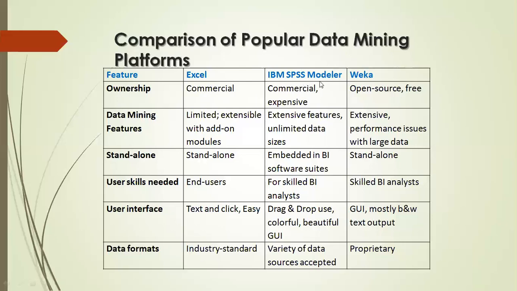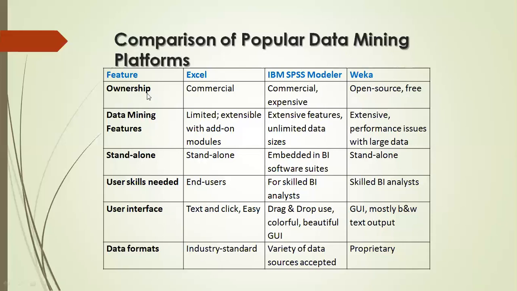IBM SPSS Modeler, which is used in the enterprise data warehouse, is commercial, and it is expensive too. Why is it expensive? Because we are using this model for analyzing and performing on a huge amount of data. Next, Weka. Weka is open source and it is free.